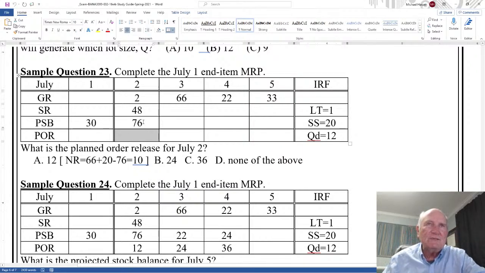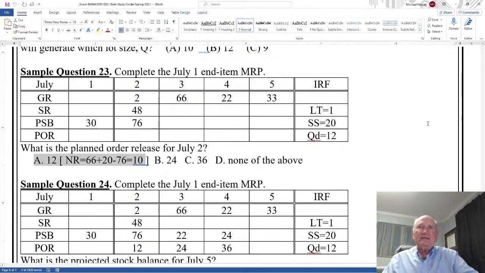For example, this is 76. So that'll be for the lead time of 1. So what's the lot size in July 3rd? We have 66 plus 20 is 86, minus 76 is 10. Well, my lot size discipline is fixed at 12. I come back 1 week and I order 12. Okay? And so that's the mechanics you do.